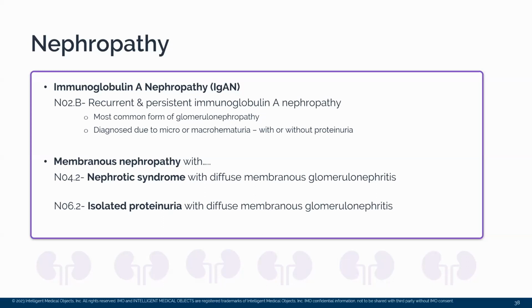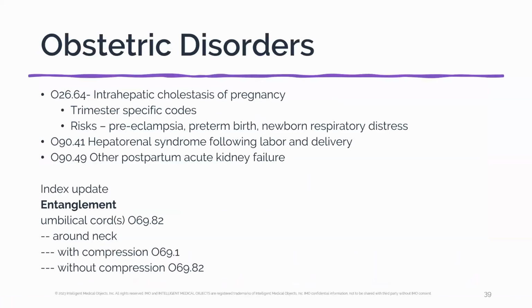New codes have been created at the respective subcategories of N04.2 and N06.2 to capture primary and secondary, as well as unspecified other types of membranous nephropathy. Next, we will look at obstetric disorders.